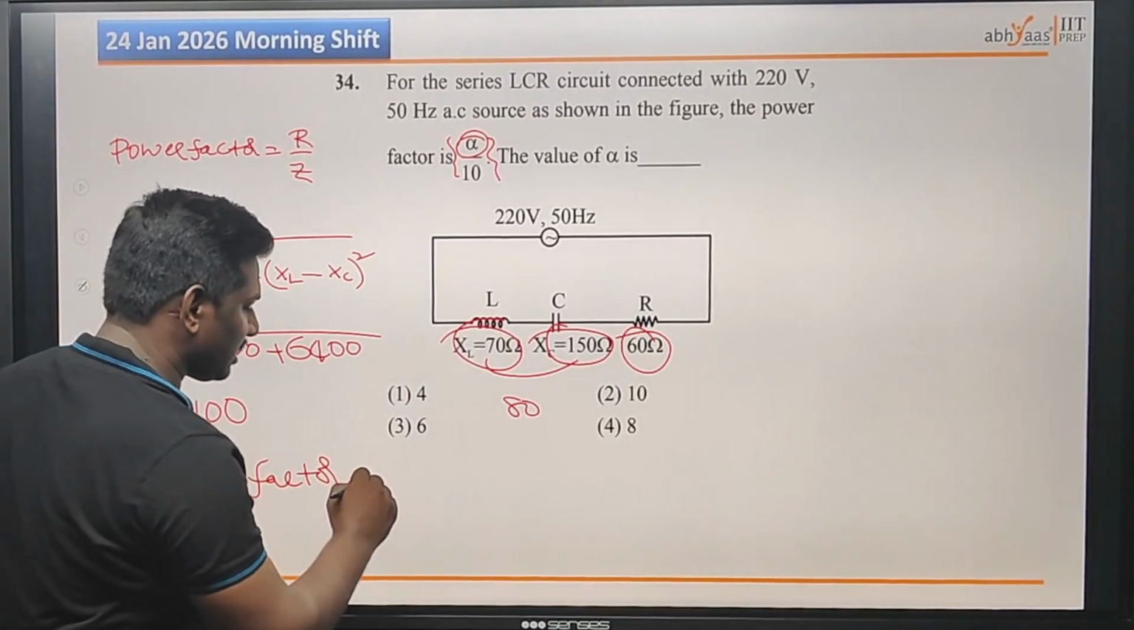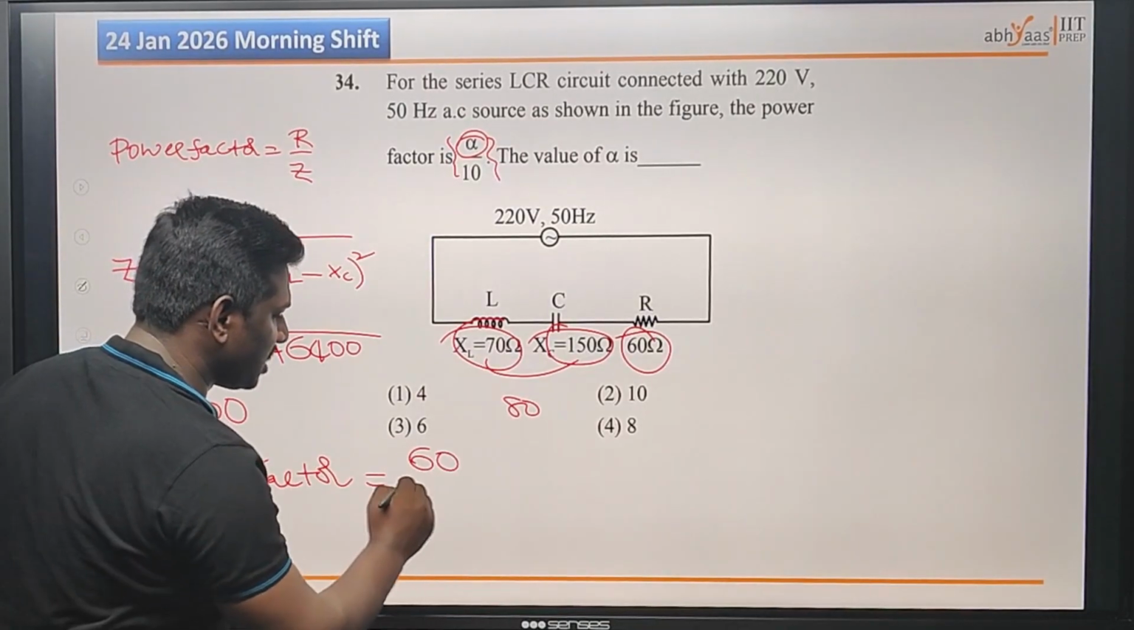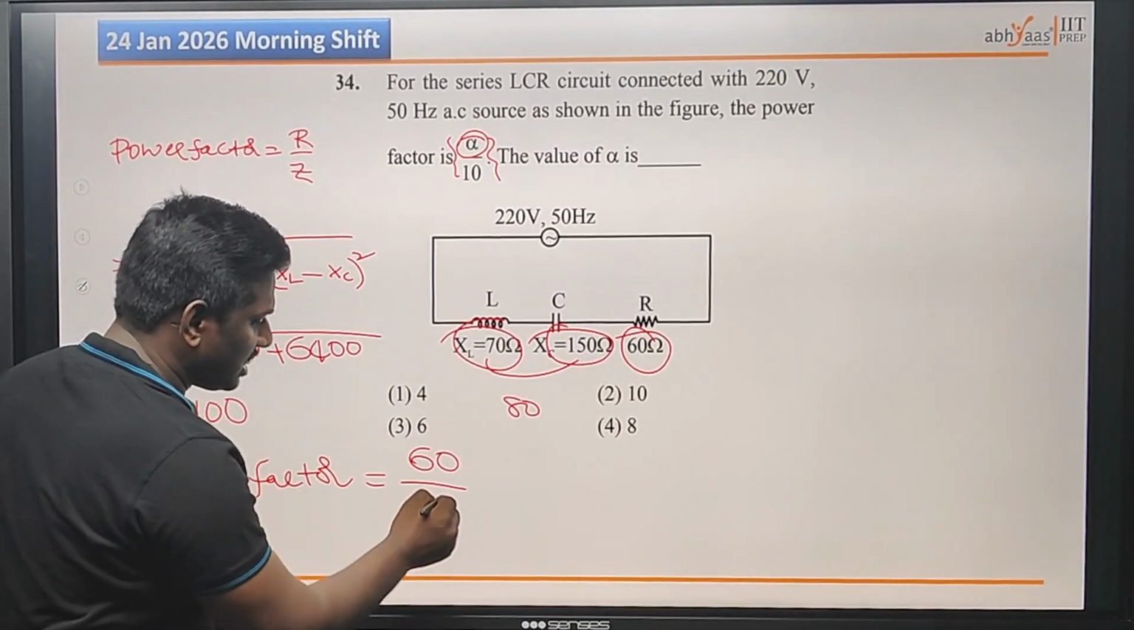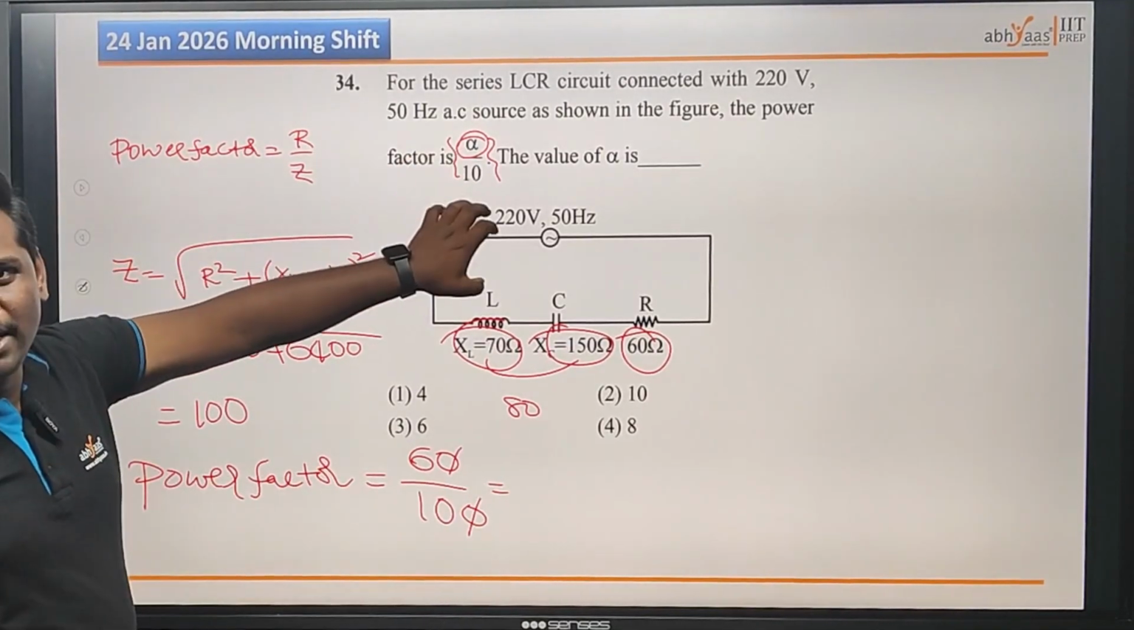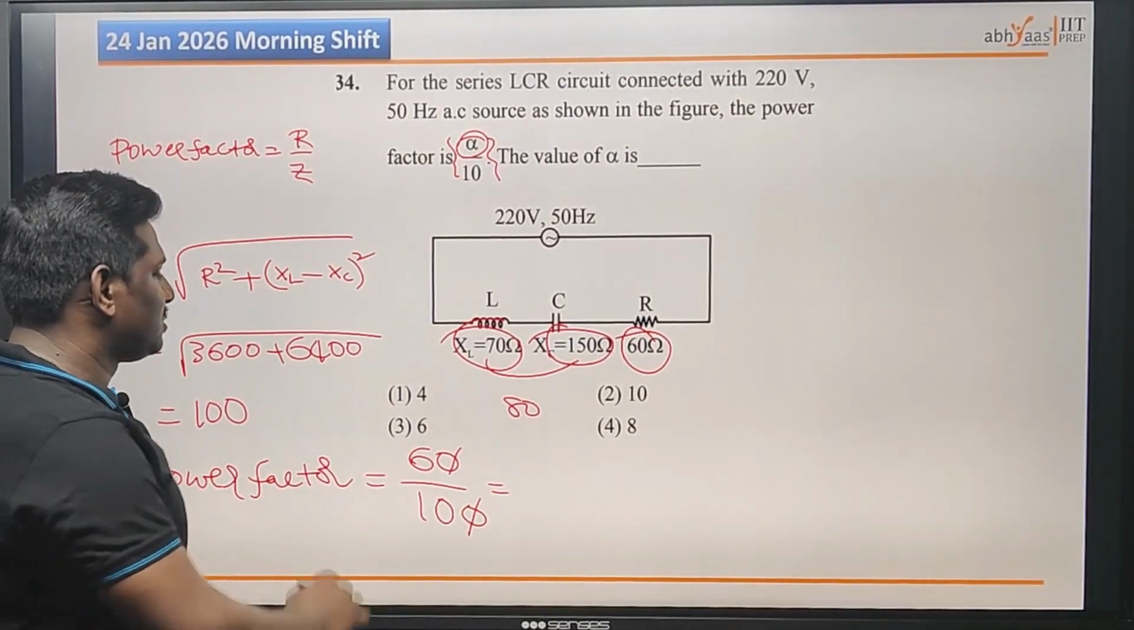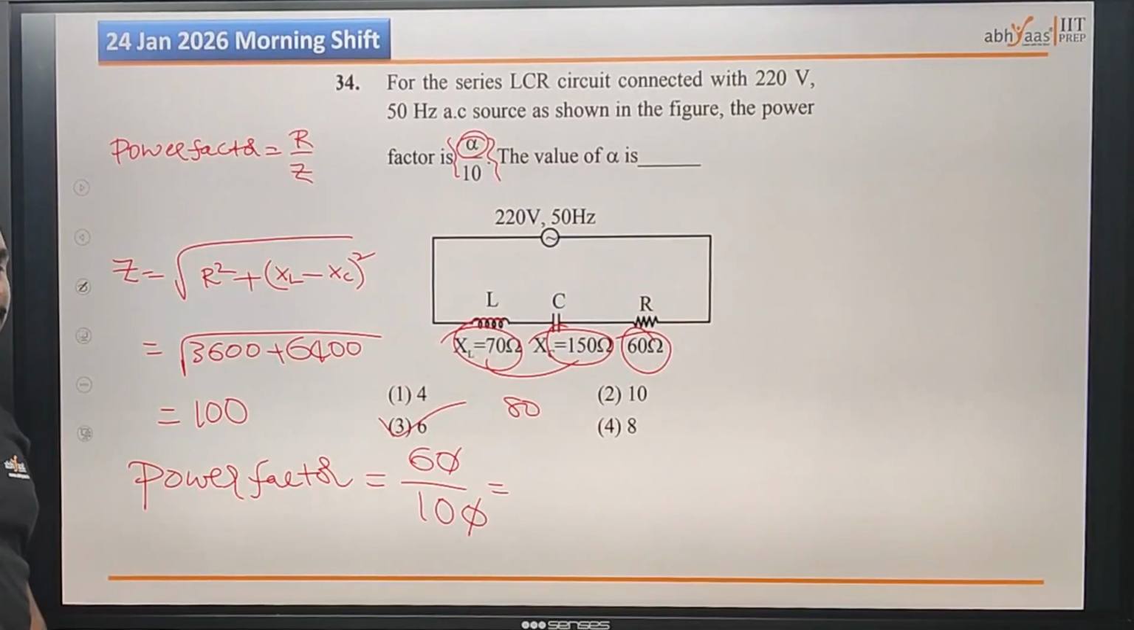R by Z. What is R? That is nothing but 60. What is Z? 100. Simple. Alpha by 10. What is the alpha value? Alpha value is nothing but 6.